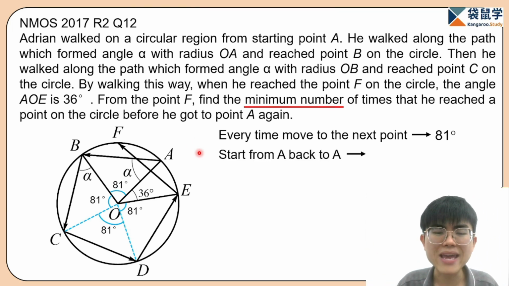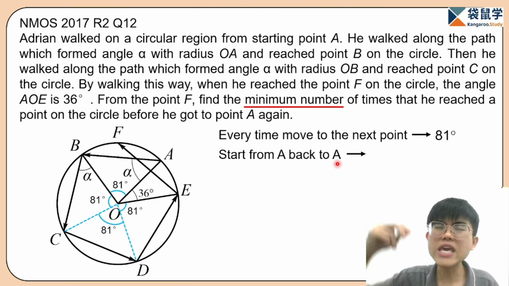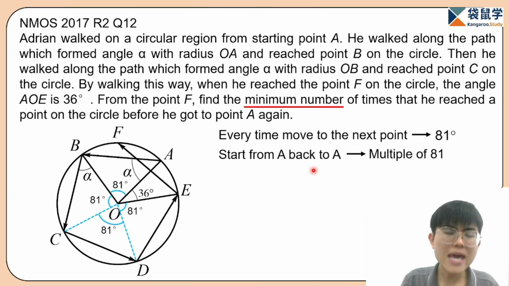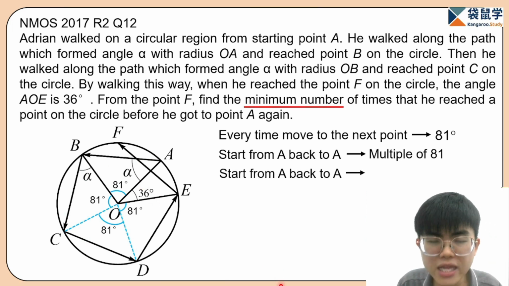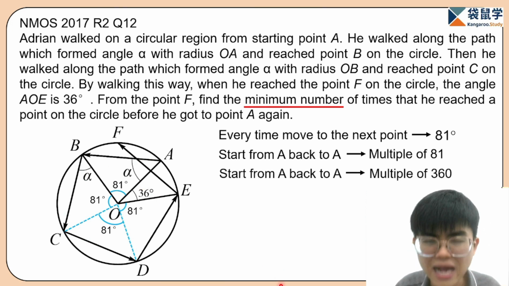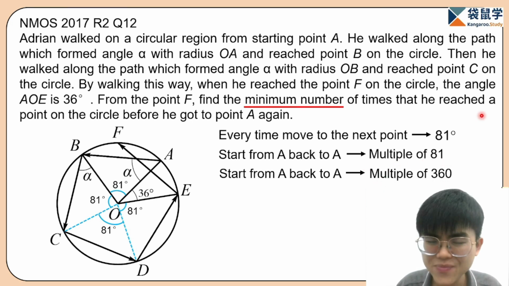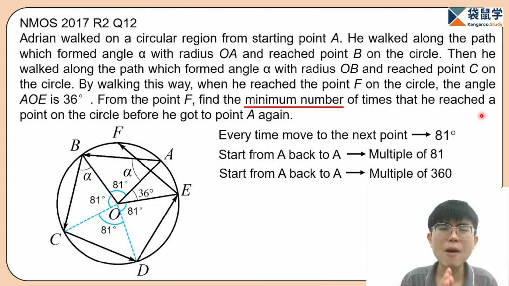Everyone, so you can see that in this case, from A back to A, we know that each time we move to the next point, it will be a multiple of 81. And again, in this circle, if I want to go from A, turn around, and come back to A, we must make sure that it will be a multiple of 360. So we say that from A again back to A, it must be a multiple of 81, and it must be a multiple of 360. So we want to find a number that is a multiple of both 81 and 360. What is something that we can find here?